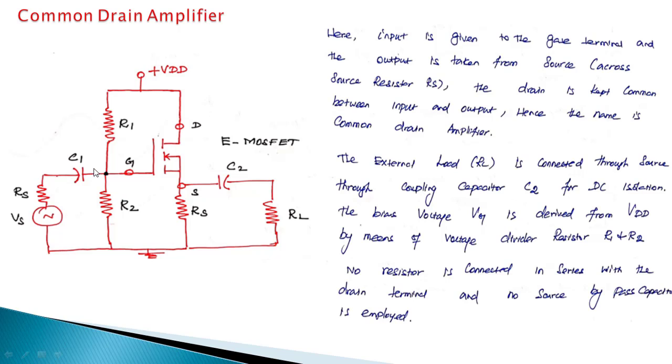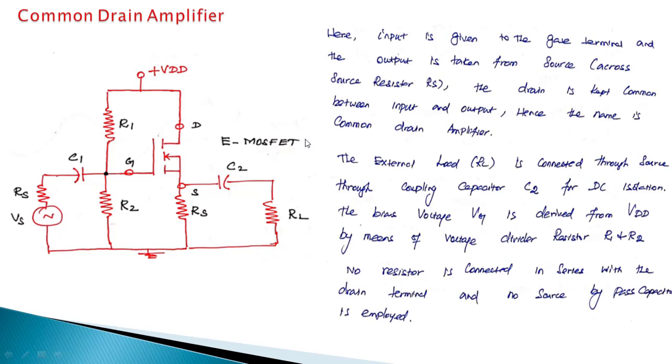Similarly, we have another capacitor on the input side. This is the VS input source, and RS is the source resistance, which is connected to the amplifier through the coupling capacitor C1. C1 also blocks the DC content in the input. Next, R1 and R2 are the biasing resistances. Note that this MOSFET is an E MOSFET, so it operates only in enhancement mode.